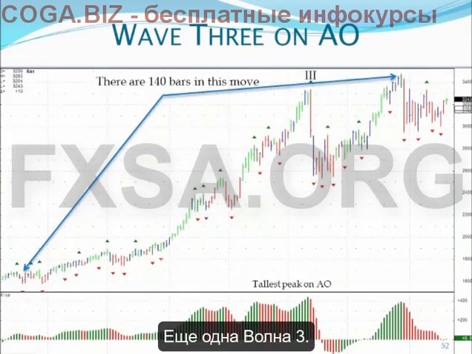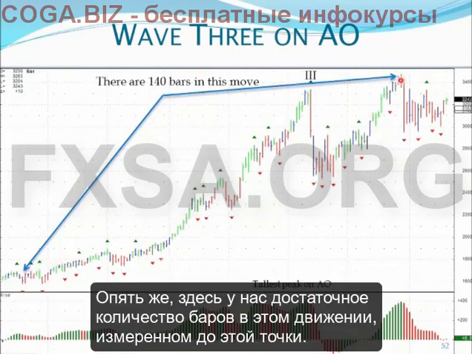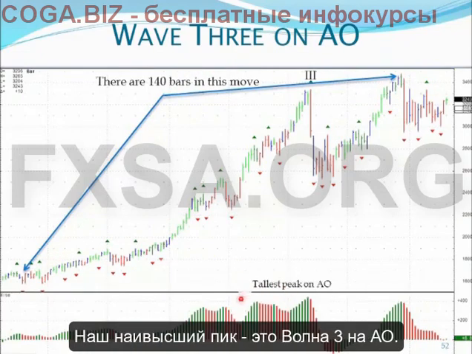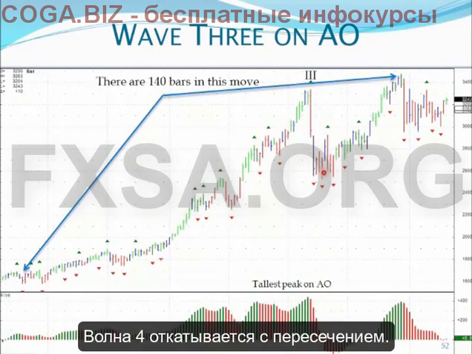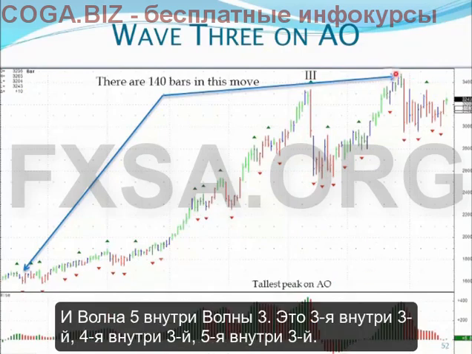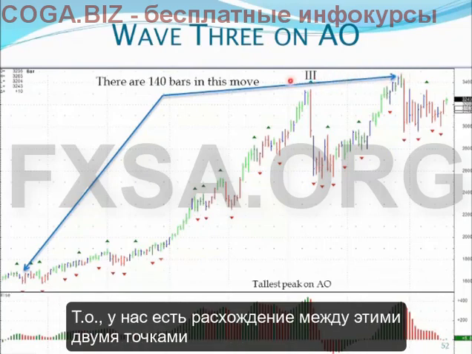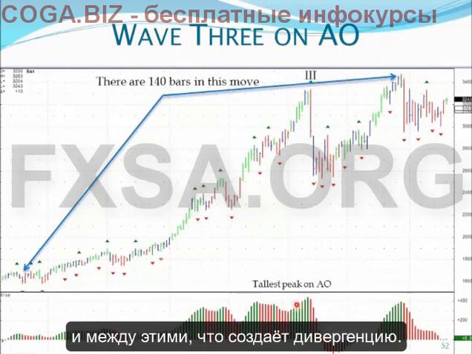Another wave 3, again, correct number of bars in this move. We're just measuring to this point. Our tallest peak is this wave 3 on the AO. So we see wave 3 here, wave 4 pulls back, crosses, wave 5 of 3. This is 3 of 3, 4 of 3, 5 of 3. So we have the difference between these two and the divergence between here.